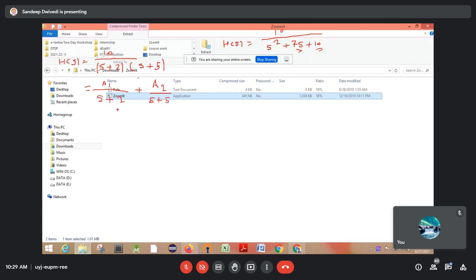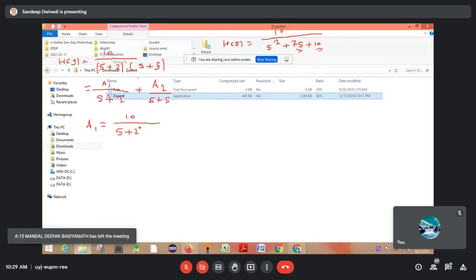So to find out a1, H(s) will be as it is, 10 upon s plus 2. You can write it simultaneously. If any calculation mistake is there, you can point that out. So you need to solve this simultaneously with me.